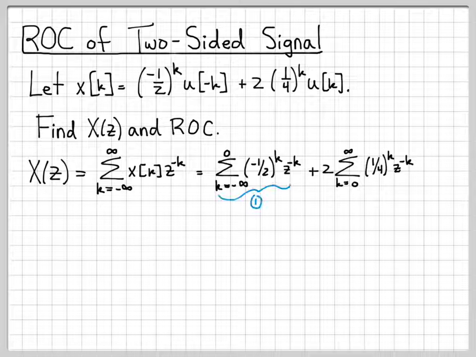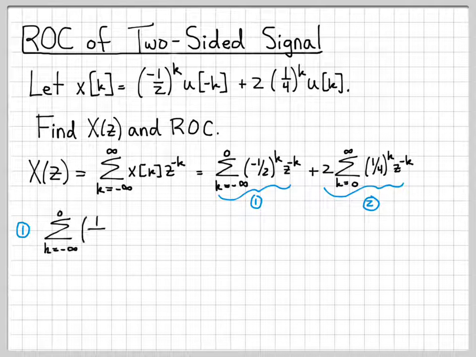So far all we've done is plug in our given signal into this definition right here. So let's go ahead and work on this. I'm going to think of that as part 1. In part 2, I really have 2 summations to work through. Let's break those down one at a time. So the first sum, the sum from k equals minus infinity to 0 of negative 1/2 to the k times z to the minus k.